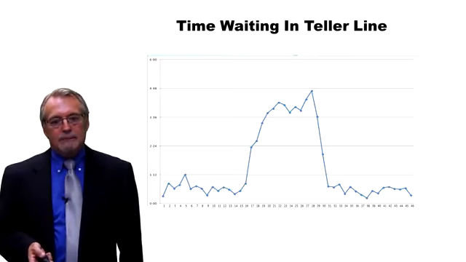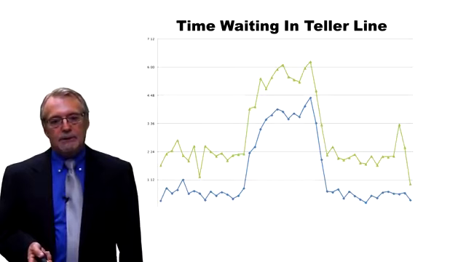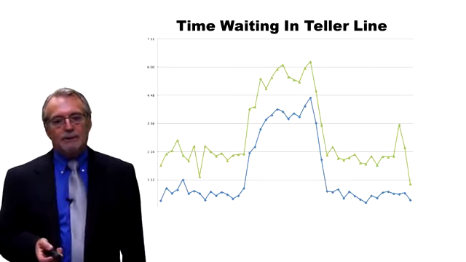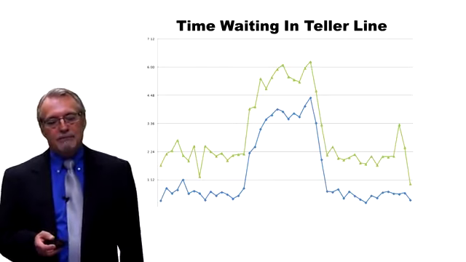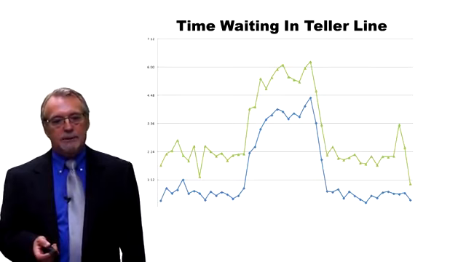So they looked at the waiting time in the teller line. And then they also looked at the total time. So now we have the bottom line is the time waiting in the teller line. The top line is the total time from the time they came in the front door of the credit union until the person actually left the credit union. So that includes their time at the window as well.